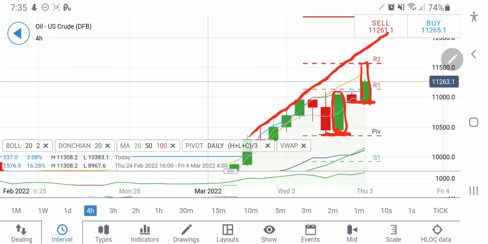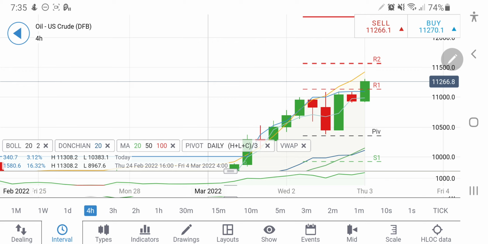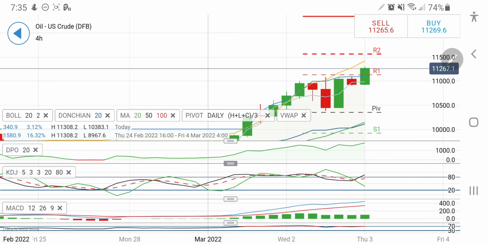Look at the high for the day. This is the channel in which it is trading. It may try to achieve 117, 118 zone also. It is very much bullish. Don't try to go short or trade against the flow here for oil. It is very much in the bullish zone still.